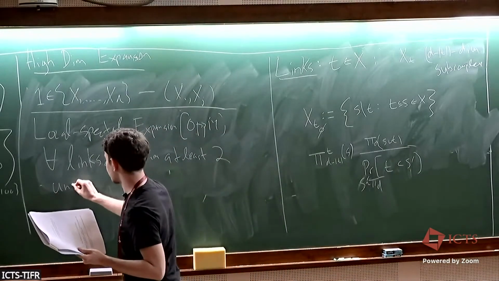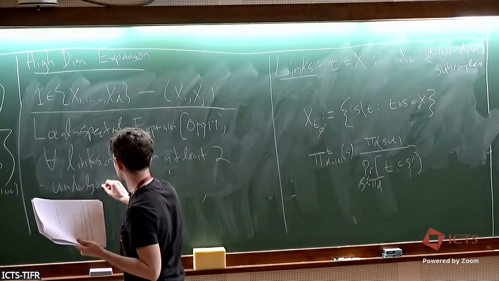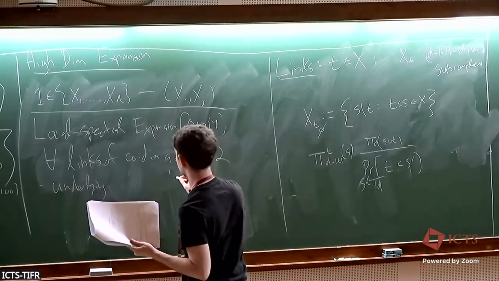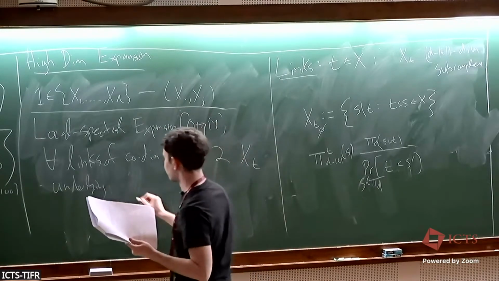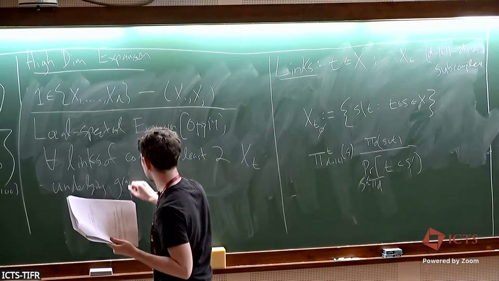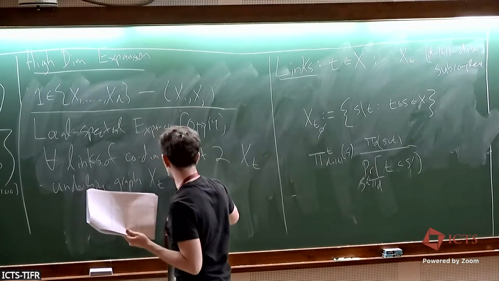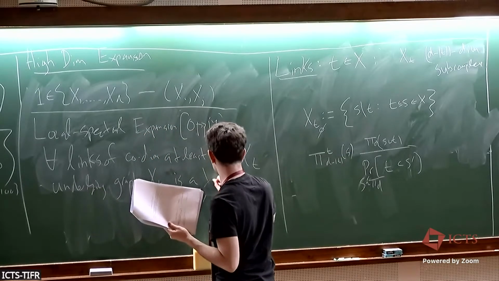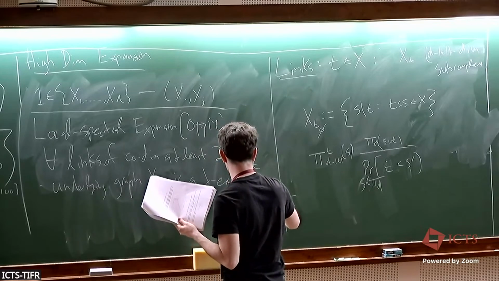the underlying graph, let's say link xt, the underlying graph of xt is a lambda expander. Okay.